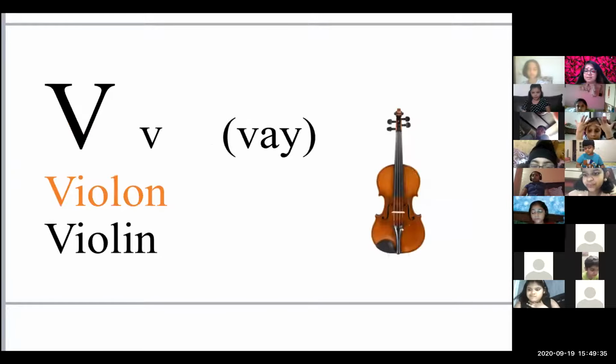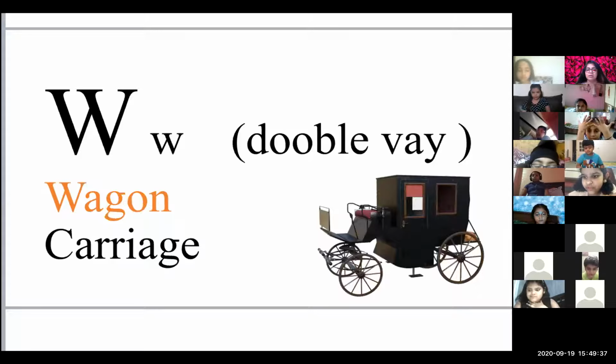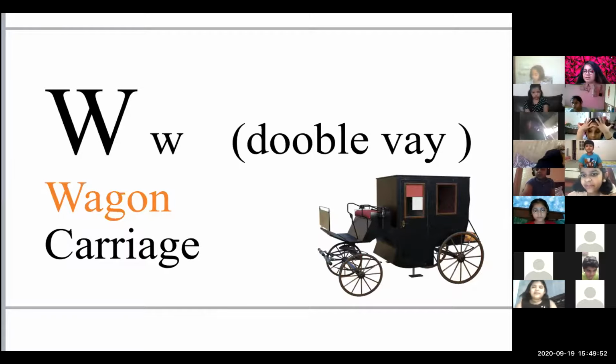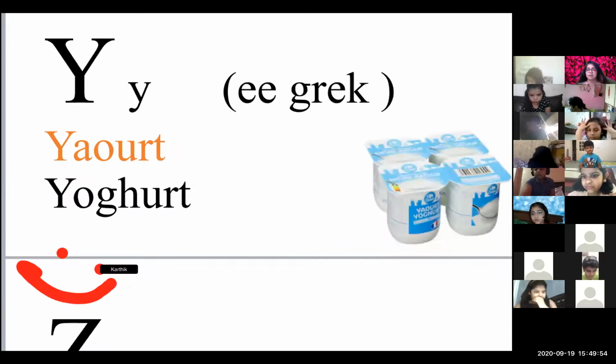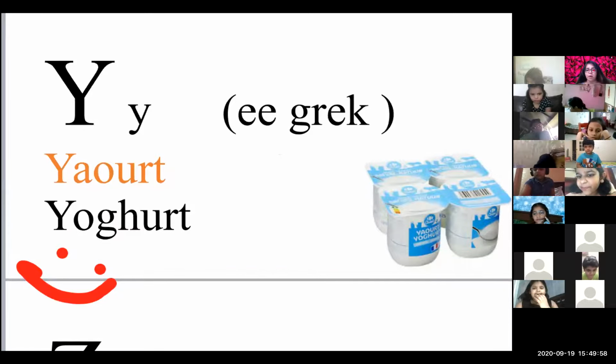W. Okay. Double-vé. W as in double-vé. Christy, you tell how to pronounce I in French. I can't hear you. Why? Yeah, Y. Good job.